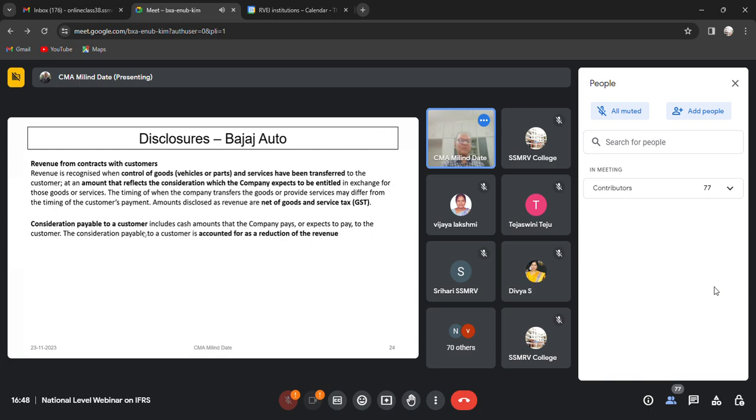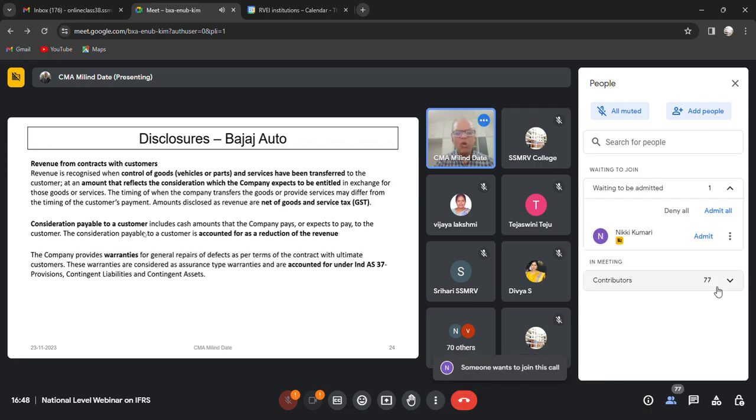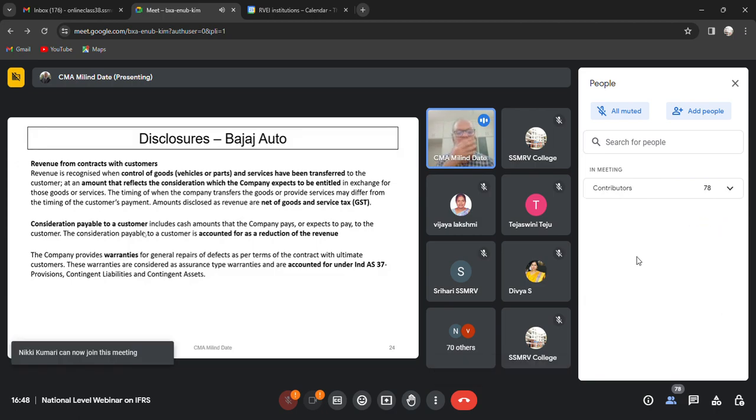Reduction from revenue. So nowadays there is a lot of benefit that is passed on. You may be seeing sale of car model so and so, 40,000 worth of benefits. So that 40,000 benefit will come as a reduction from revenue for the selling company. Warranties are accounted for as per the terms of the contract.